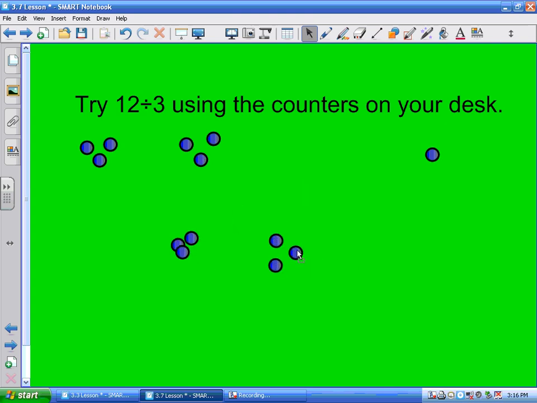And now you have to count your groups of 3. So what is 12 in groups of 3? It is, like you just said, 4. So 12 divided by 3 equals 4.